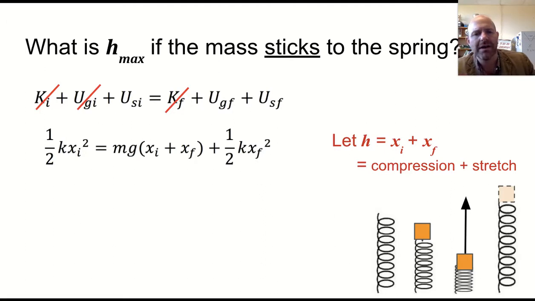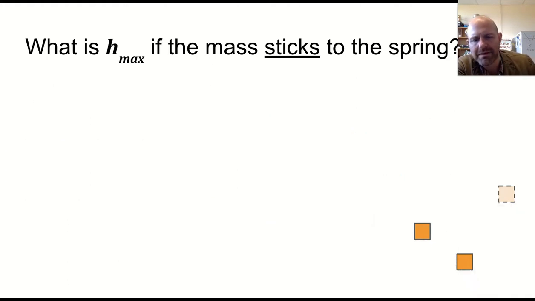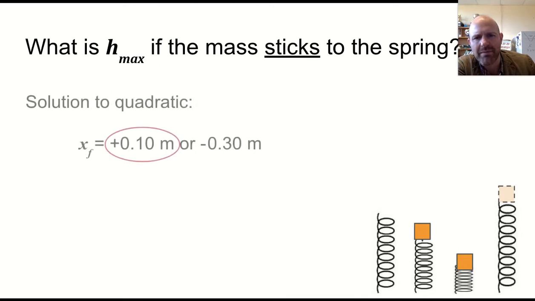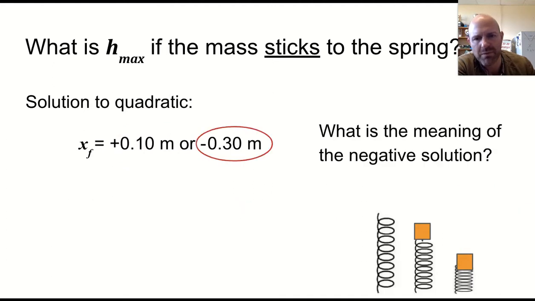So we now have an equation in terms of our initial and our final x. We're going to have to do a little bit of work to rearrange that. We've got an x final and an x final squared, so we're going to need to use a quadratic to solve that. And we end up with possibilities of positive 0.1 meter or negative 0.3. And the only one that makes sense is the positive one. And so we add that to our 30 centimeters, and our height is 40 centimeters above the lowest point.